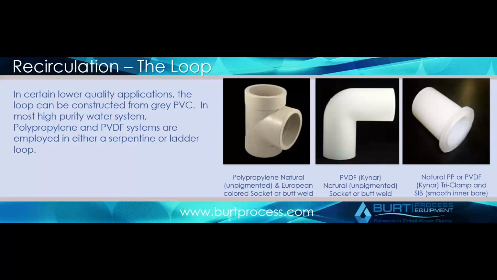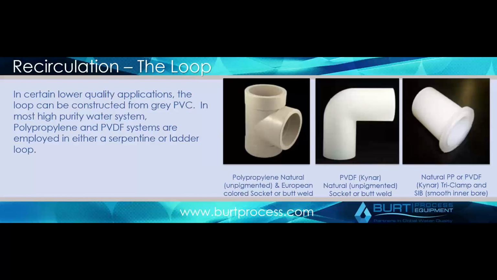And a serpentine loop is essentially one long loop, where you come off of the end of your treatment processes, you go out to your various feeds on one single pipe run and then come back to your storage tank. It's very commonly utilized in smaller loops as well as in industrial settings where your high purity water process is only feeding maybe a couple of critical different tools or systems.